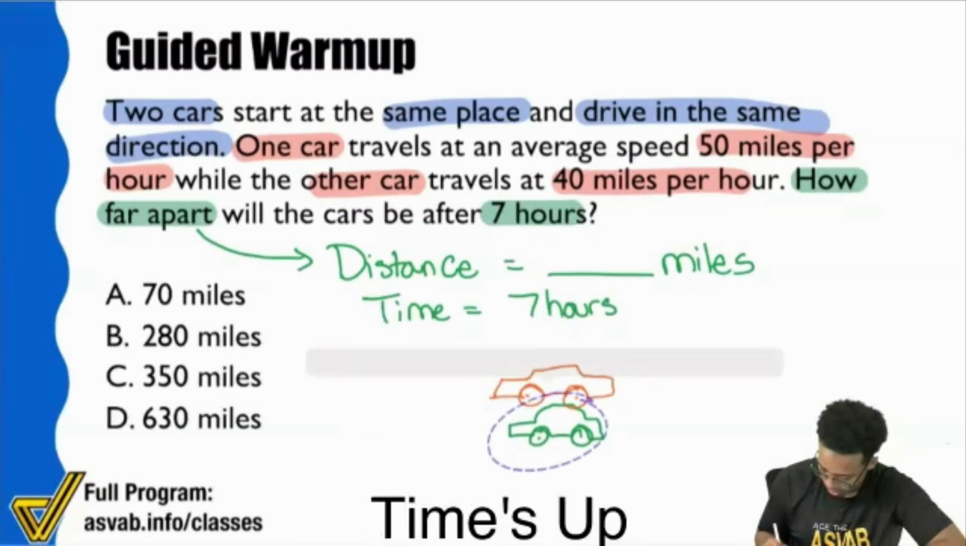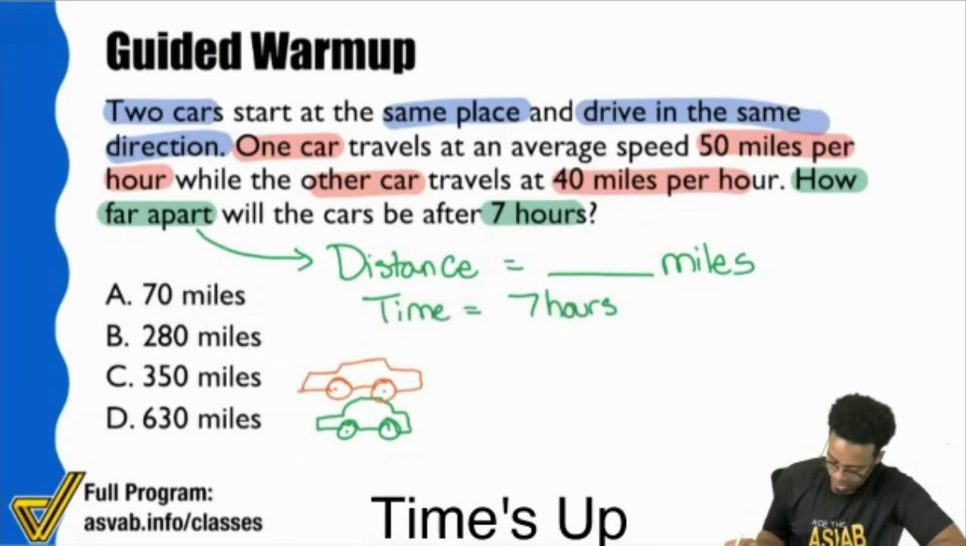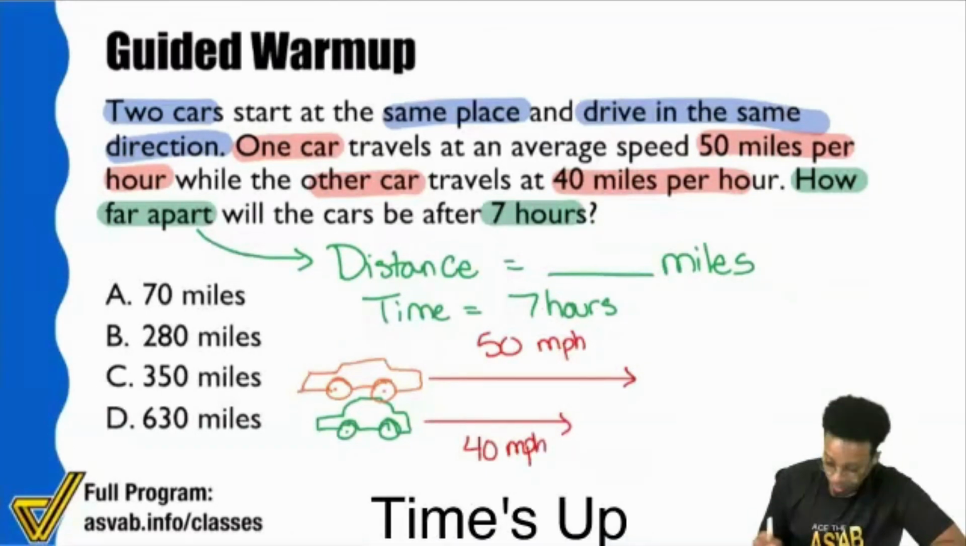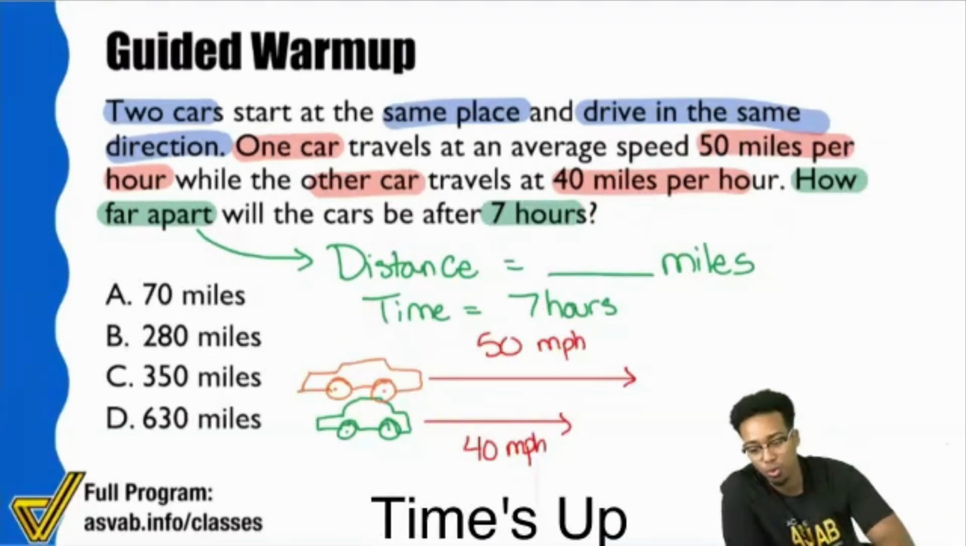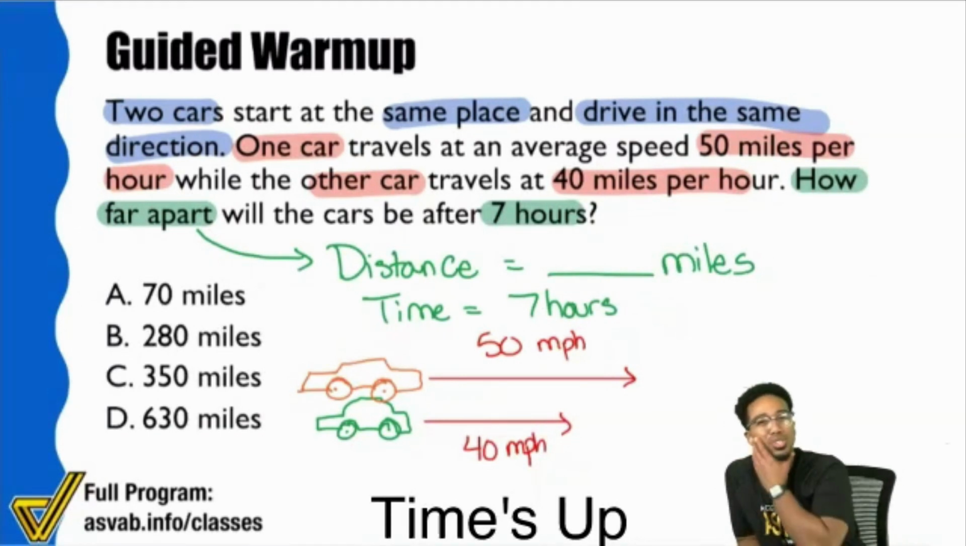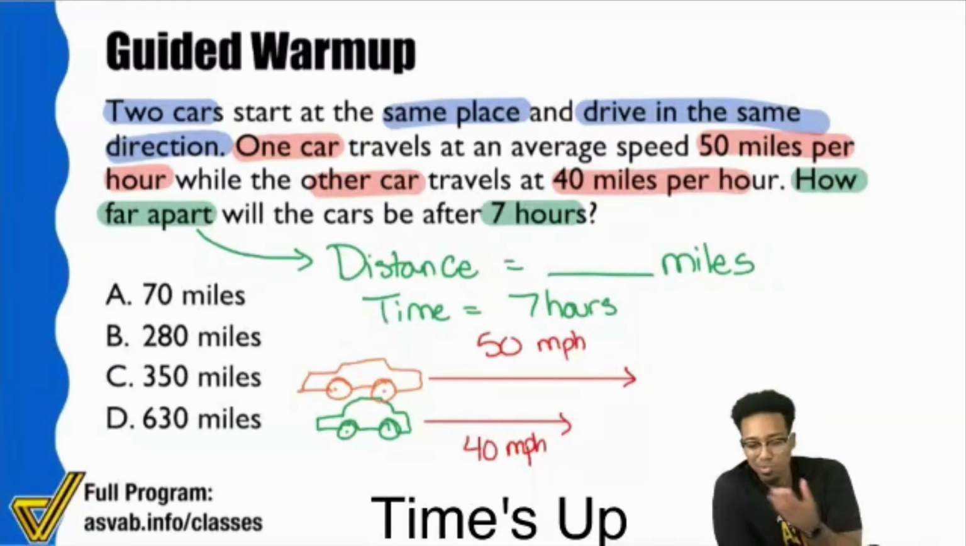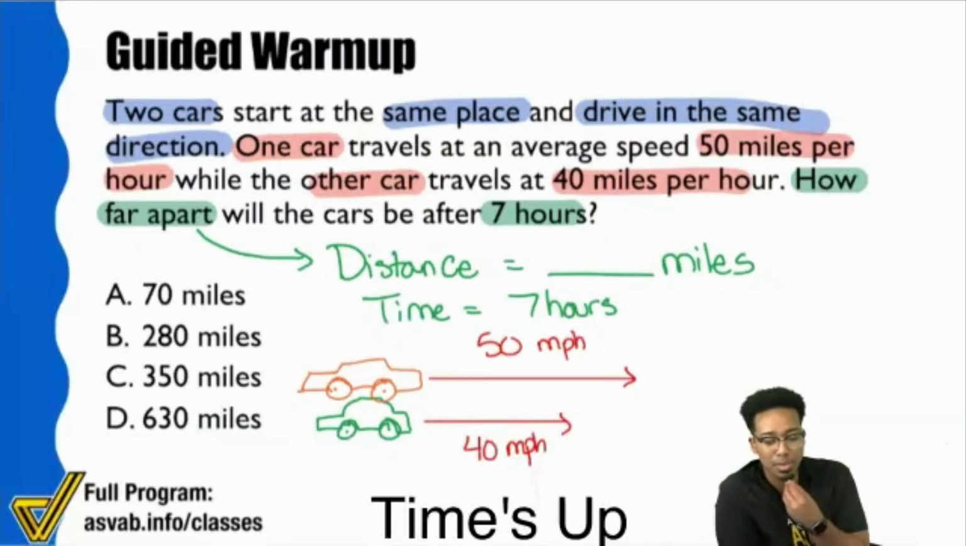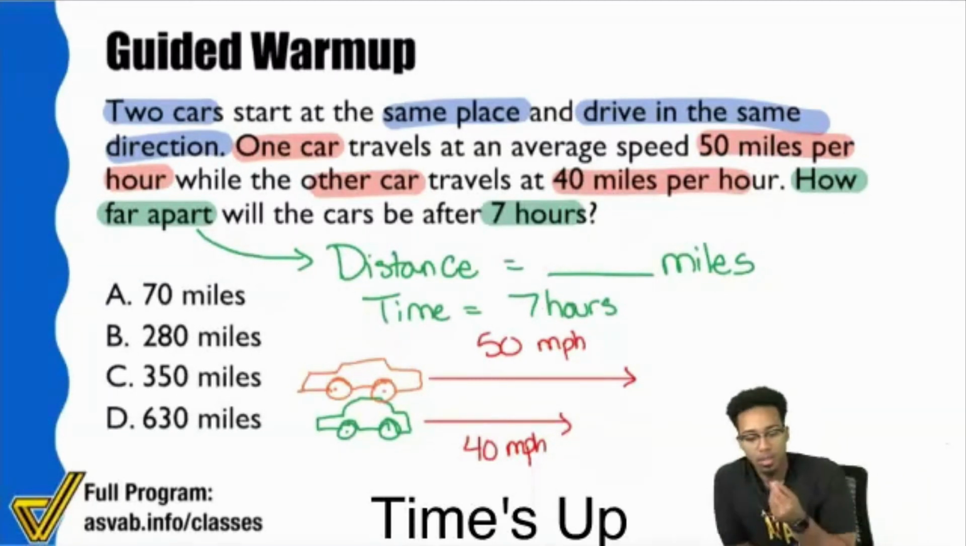And so we're going to go and visualize this. If one car goes 50 miles per hour, and the other one goes 40 miles an hour, and they're going in the same direction, everybody, what should we do? What's up, Tony? What should we do with these two rates? We should subtract.